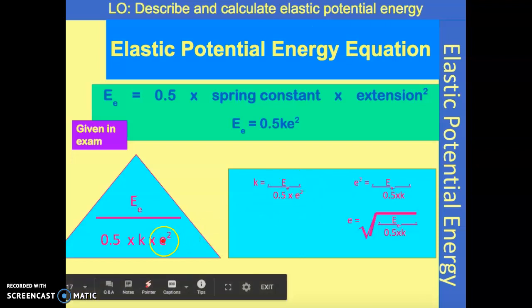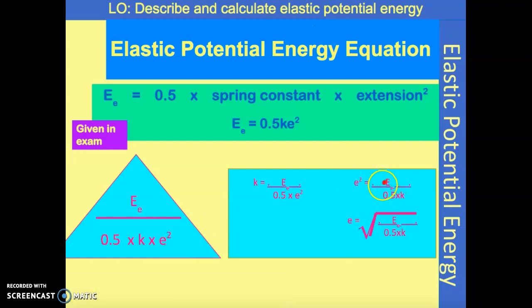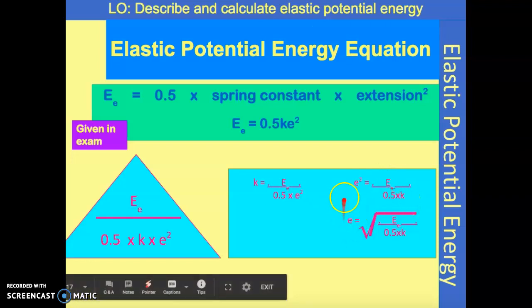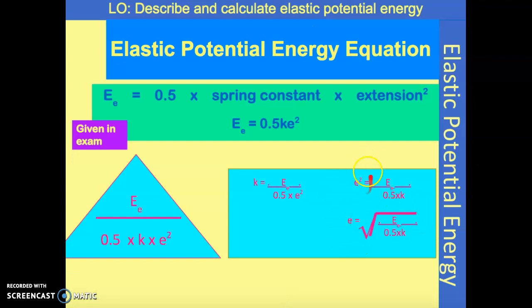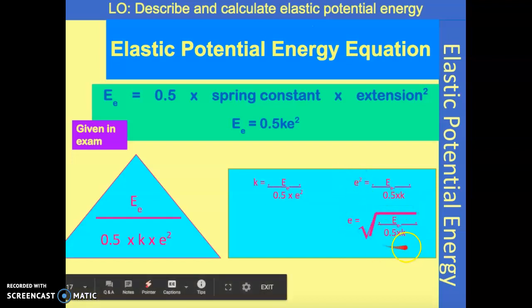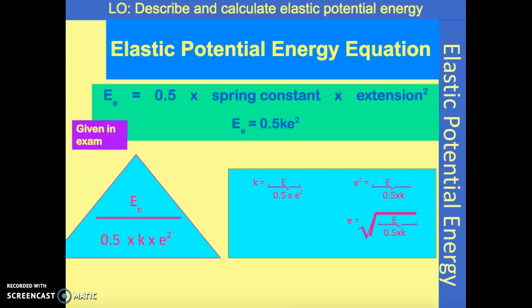If I want to find my extension, then I need to first find the extension squared, which is equal to elastic potential energy divided by a half times spring constant. And then to get the extension on its own, I know to get rid of a square, I square root both sides. That gives me the square root of elastic potential energy divided by a half times K. Again, this is why it's so important to recognize that square, because if we don't square our answer, we will not be correct. Okay, so we're just going to go through a few examples.